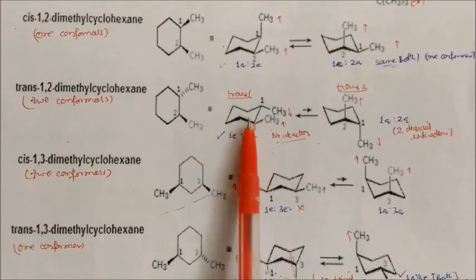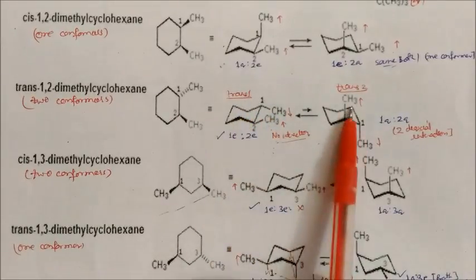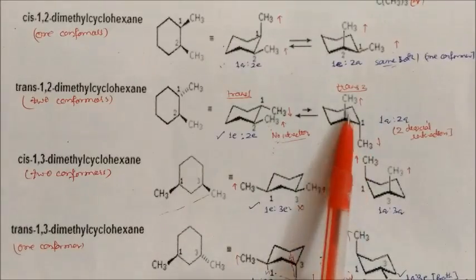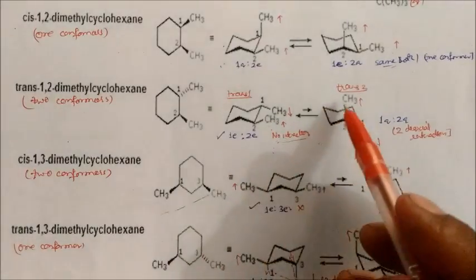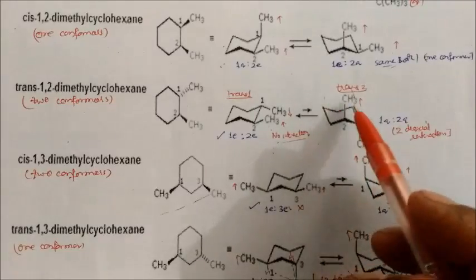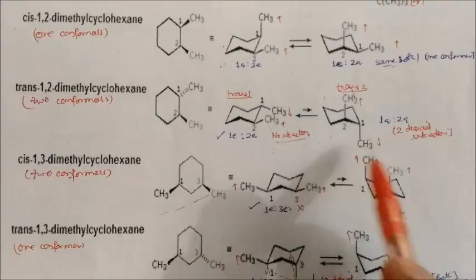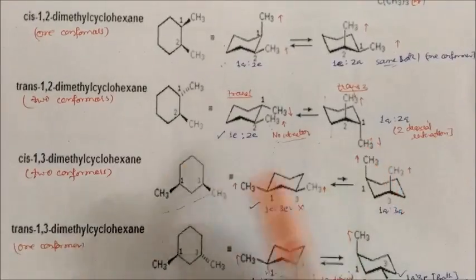So of the trans conformers, the first is more stable and the second is more unstable because there are two gauche interactions. You can see this CH3 interacts with one hydrogen on this side, one hydrogen on this side, while this will interact with one hydrogen on this side, two axial interactions. So this is less stable.